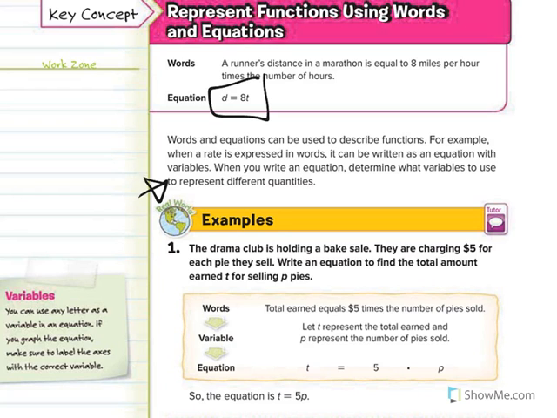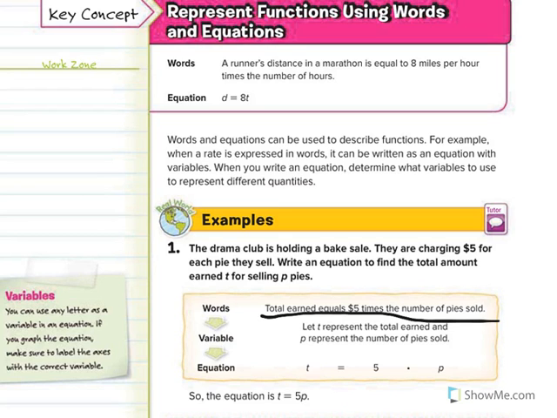Now let's take a look at example 1. It says the drama club is holding a bake sale. They are charging $5 for each pie they sell. Write an equation to find the total amount earned, T, for selling P pies. So you basically take this word problem and simplify it into words. Total earned equals $5 times the number of pies sold. So say you sell 12 pies, you'll figure out the total earned by doing 5 times 12.